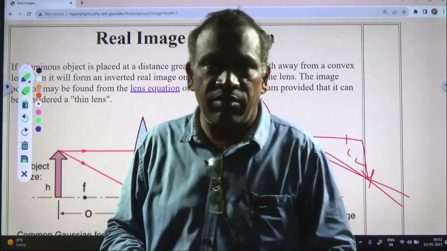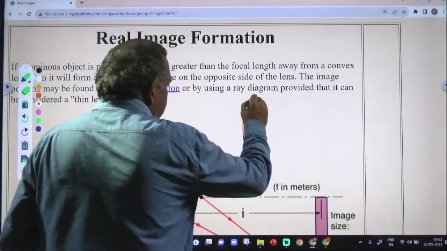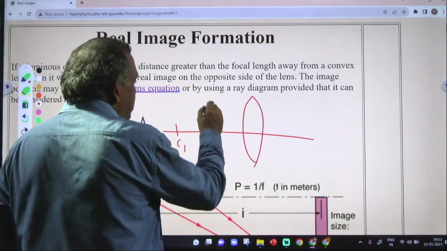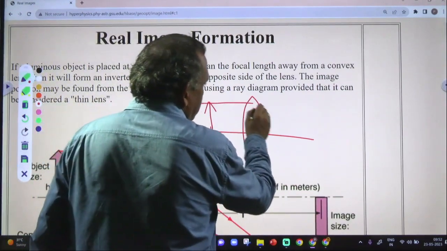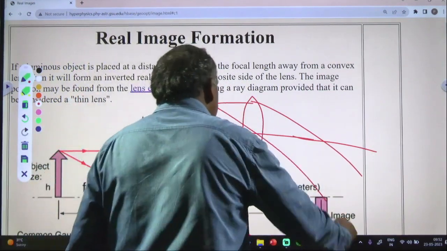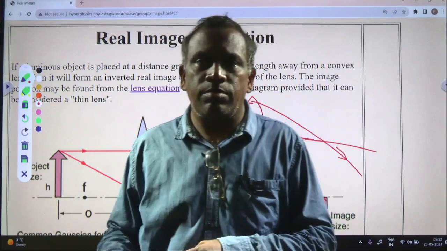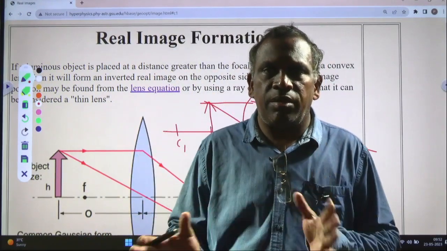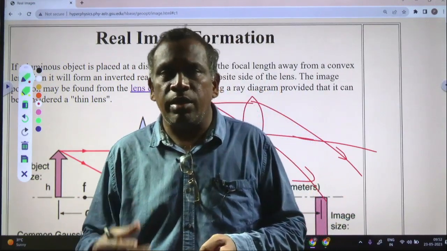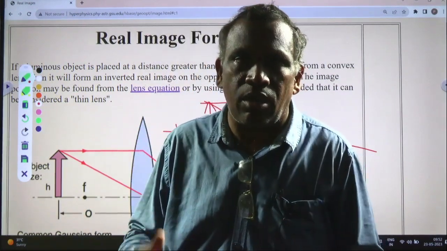Next case: the object is at the focus, F1. The image forms at infinity, because the rays are parallel. If the object is at the focus, the image forms at infinity. Last case: if the object is between the optic center and the principal focus, a virtual erect image is formed. These are the 6 cases of the convex lens.